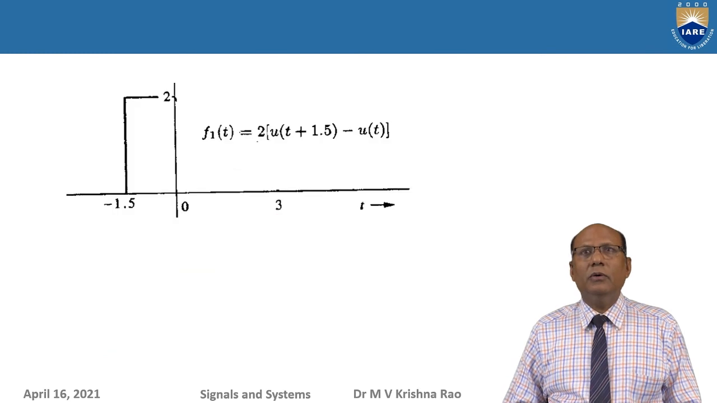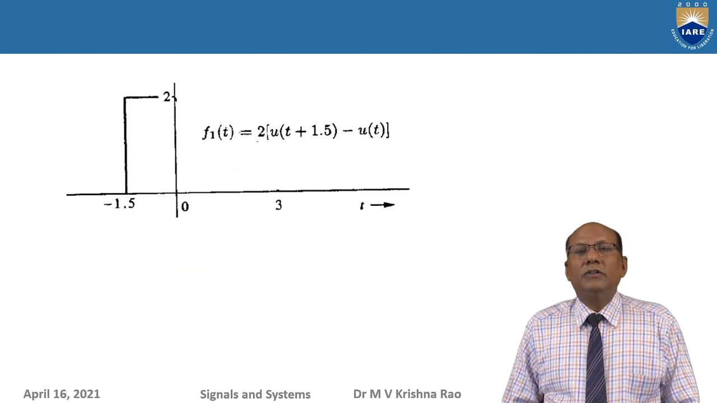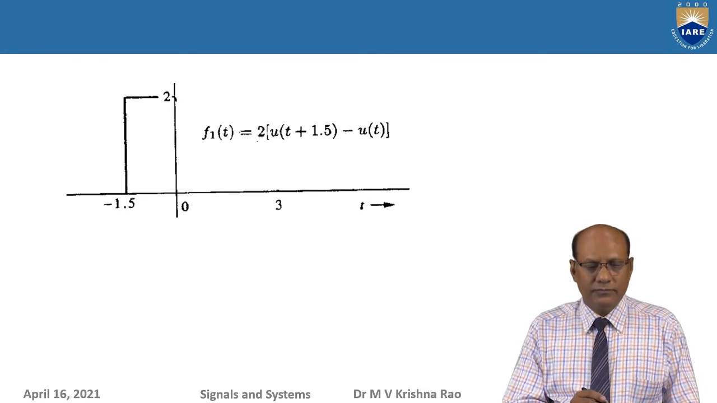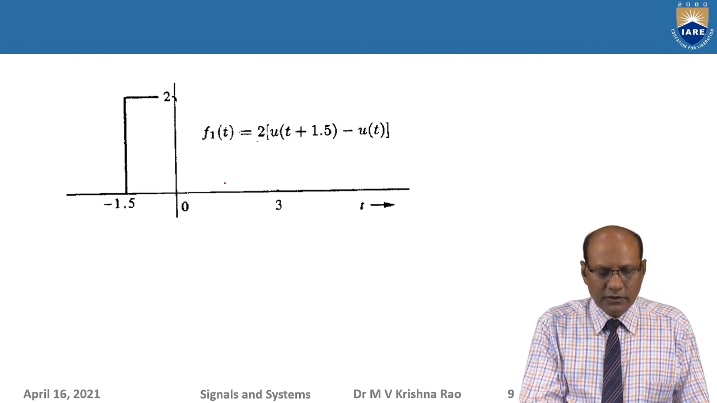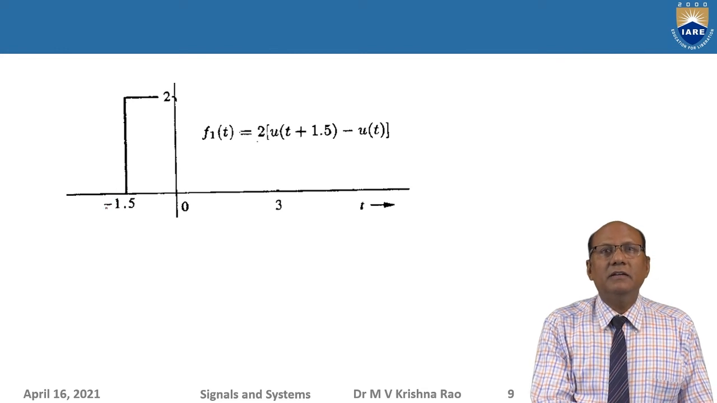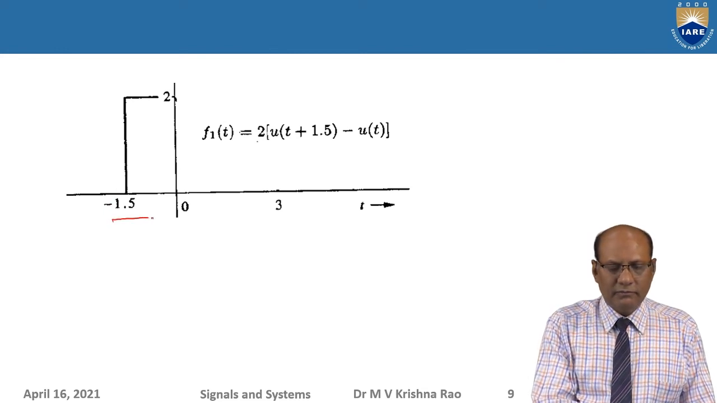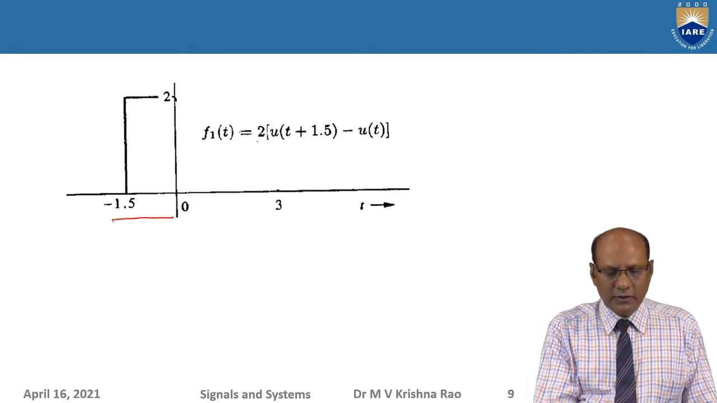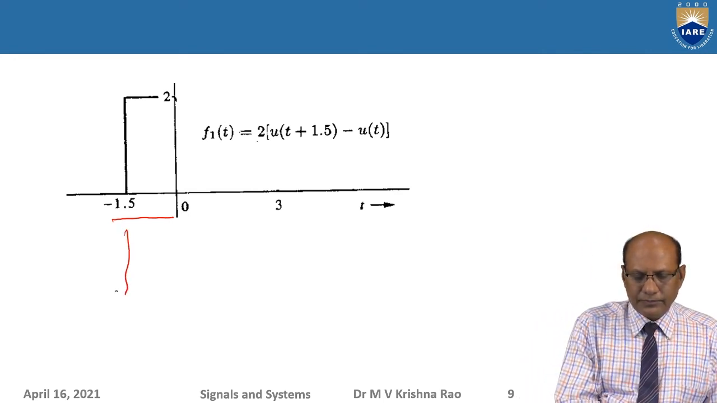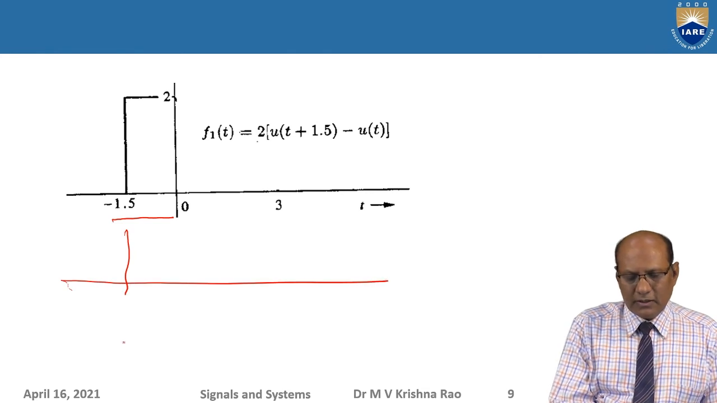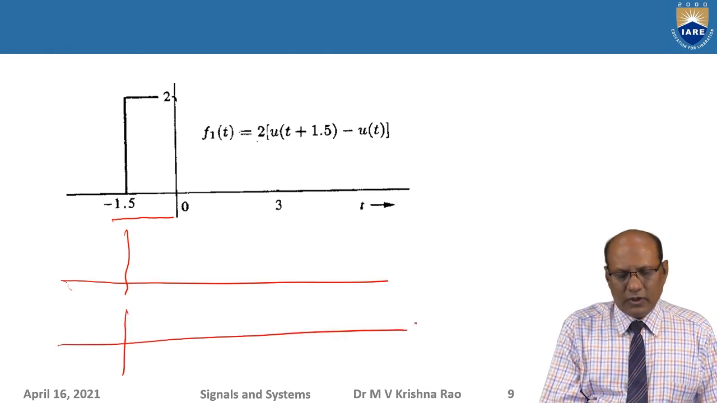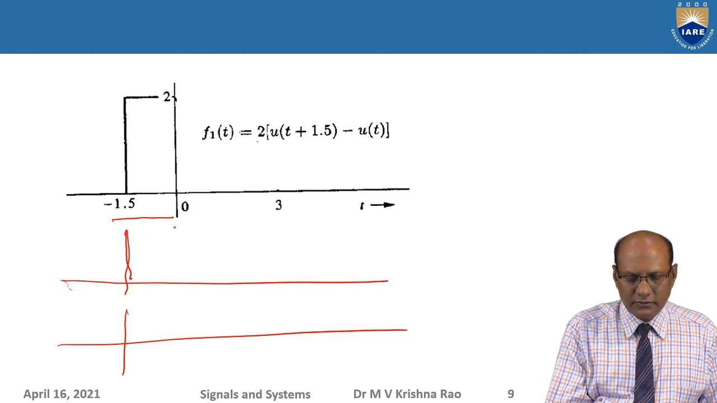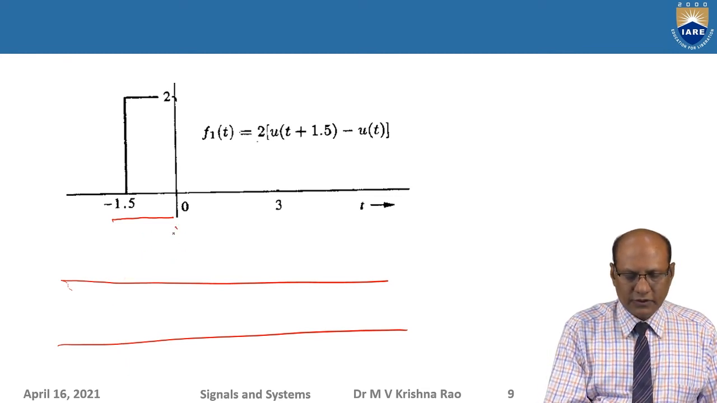Okay. Now, there is another example in this slide. So I have a pulse between minus 1.5 to t equal to 0. Okay, how will I write this one? I can write this one as the sum of two step functions. What is the first step function? Actually, this is the 0 axis.